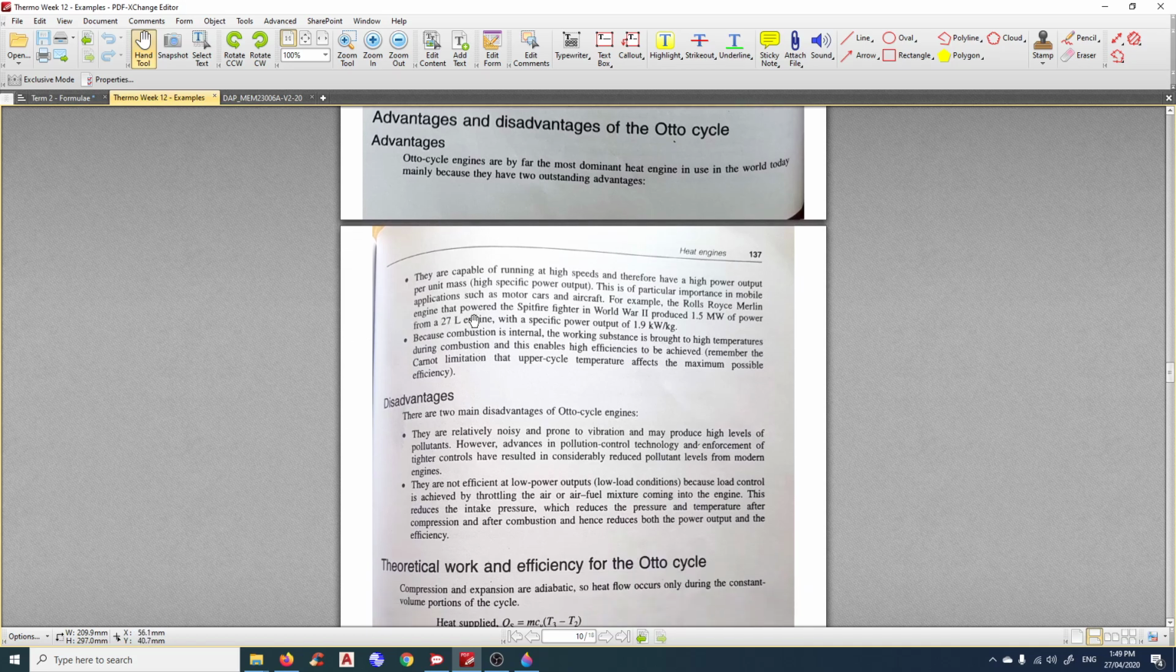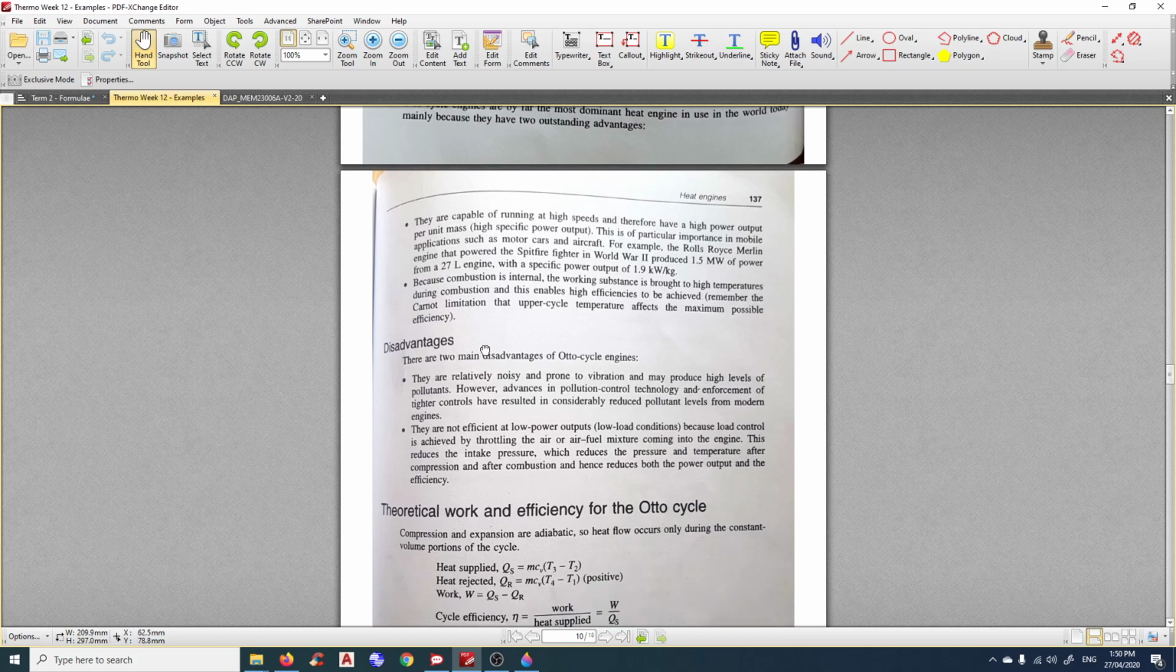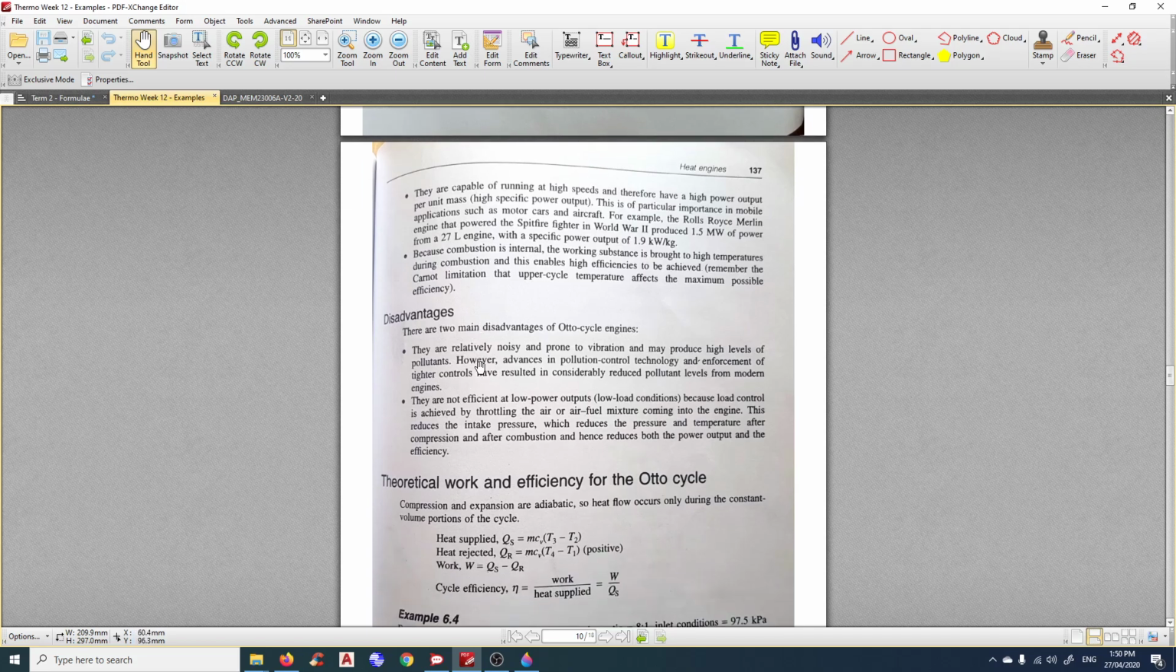Now, the disadvantage is, as you know, all engines are noisy and prone to vibration and pollution. So we have a catalytic converter at the back of our exhaust. This is actually even worse in the diesel cycle.